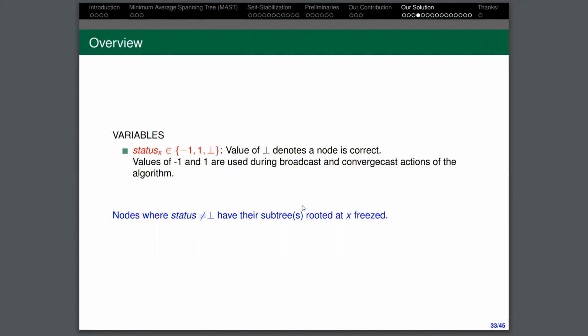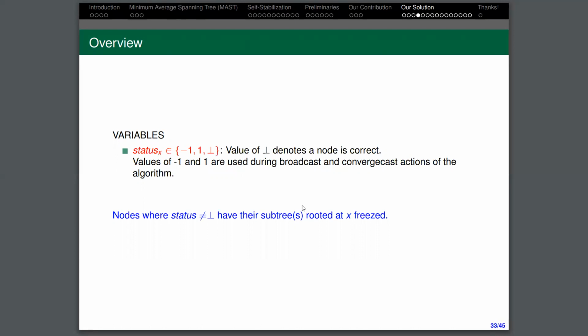Okay, so the next is the status variable. A node checks if it is in a correct state with respect to its distance variables for both the trees. If the node is in a correct state, then it has a status as designated by the uptag symbol. If the node detects an anomaly with respect to its position value or its distance value, it assigns a value of -1 to its status.